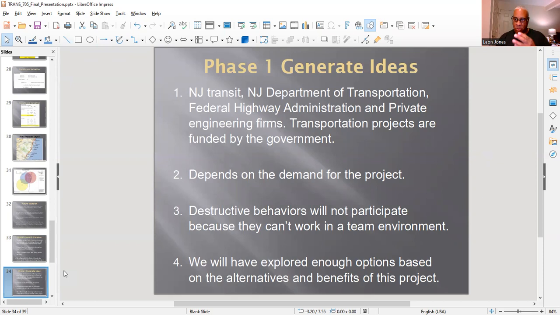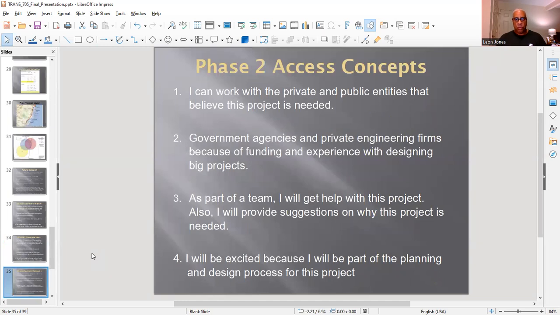And also, some of them may have big egos. So they're not going to be able to brainstorm. They might not want to hear anybody else's points of view. Now, again, what have I done? We've already explored this. This is phase 1, generating ideas of the options and benefits for this project. Let's move on to phase 2.